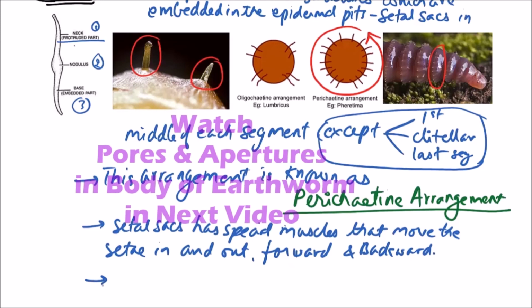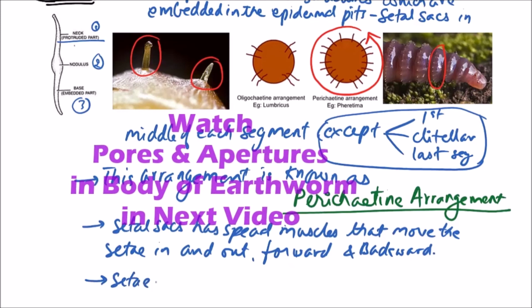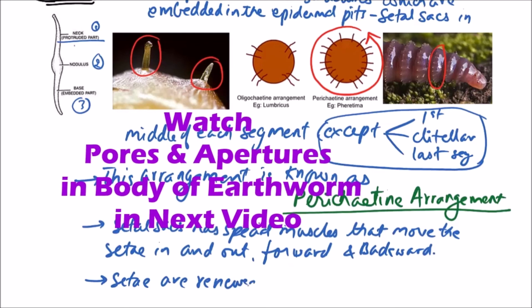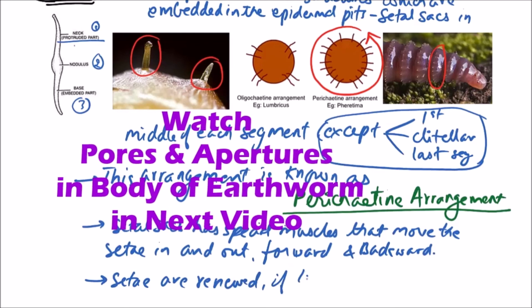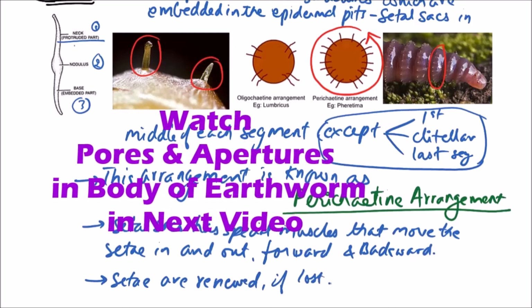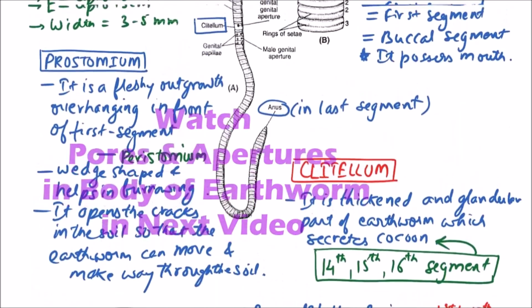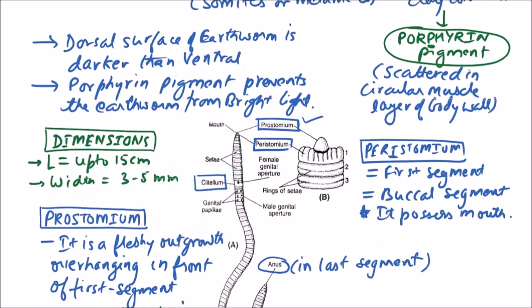Next, setae are renewed if lost. So these are the few points of discussions about the morphology of earthworm.